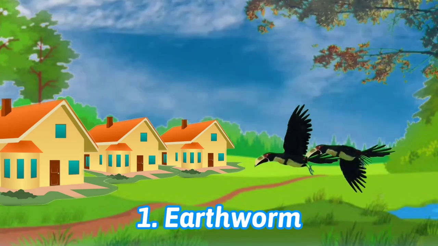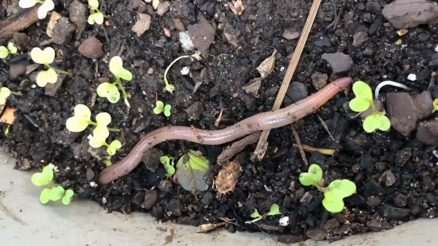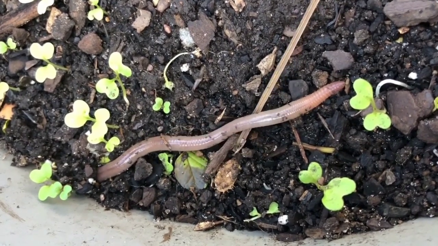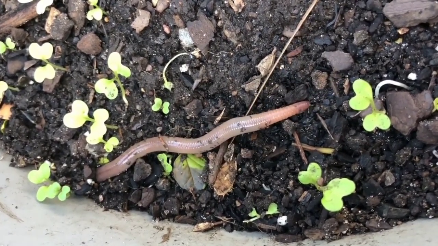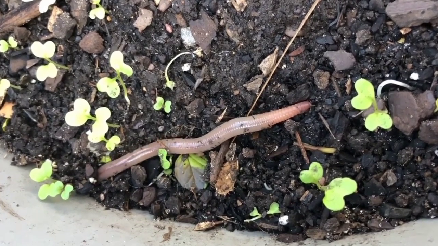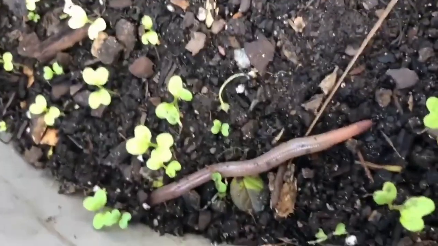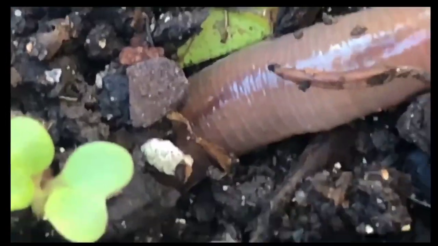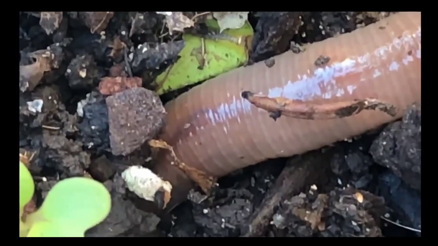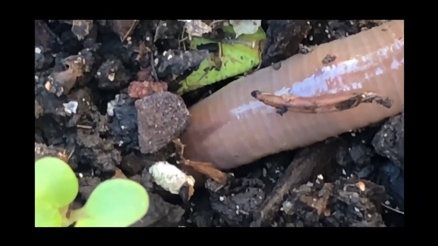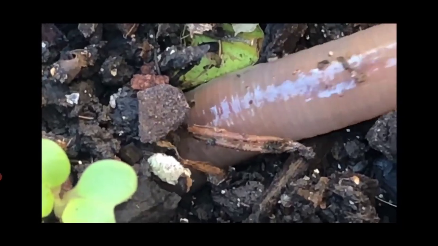1. Earthworm. An earthworm is a terrestrial invertebrate that belongs to the phylum Annelida. They exhibit a tube within a tube body plan. They are externally segmented, with corresponding internal segmentation, and they usually have setae on all segments. They occur worldwide where soil, water, and temperature allow.